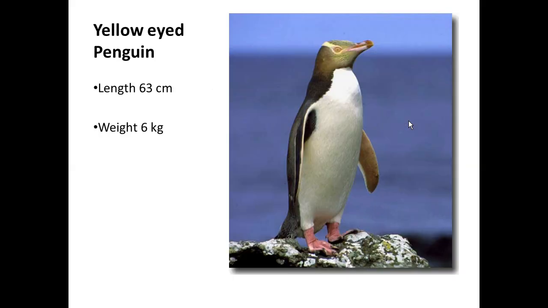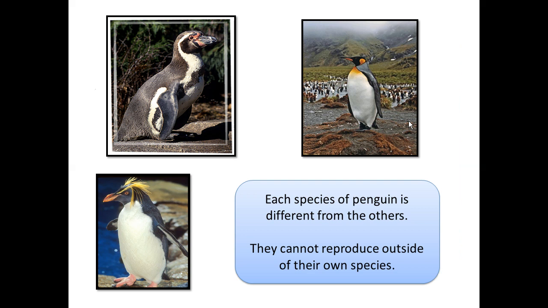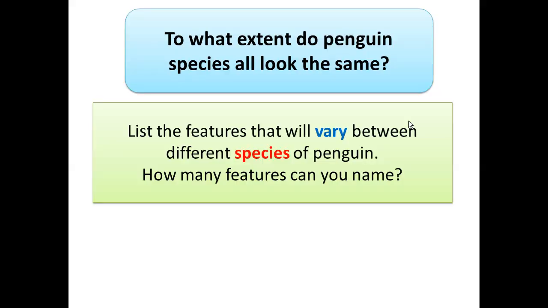Yellow-eyed penguin, length 73 centimeters and weight 6 kilograms. And the last one is the little blue penguin, length 43 centimeters, weight 1 kilogram. It is very small. As you just observed, each species of penguin is different from the others. So now, based on what you have just observed, try to make a list of the features that vary between different species of penguins. What you've just observed, or which are the features that we observe that show variation. So pause the video, take your time to do the task.